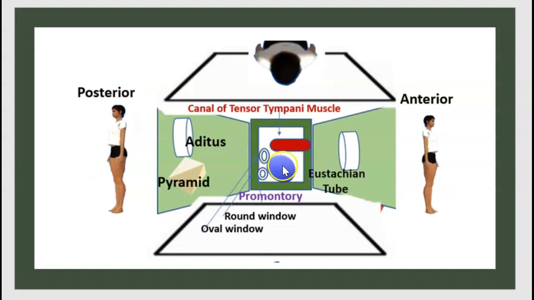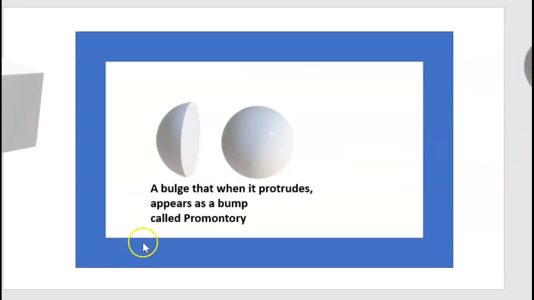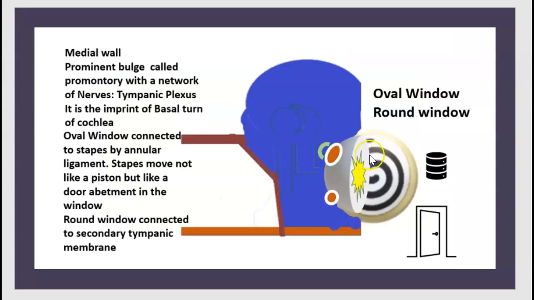Let's move to talk about the promontory, which houses the tympanic plexus. Promontory is a bulge that, when it protrudes, appears as a bump. In the medial wall, there is a prominent bulge called the promontory, which has a network of nerves, the tympanic plexus. It is the imprint of the basal turn of the cochlea.